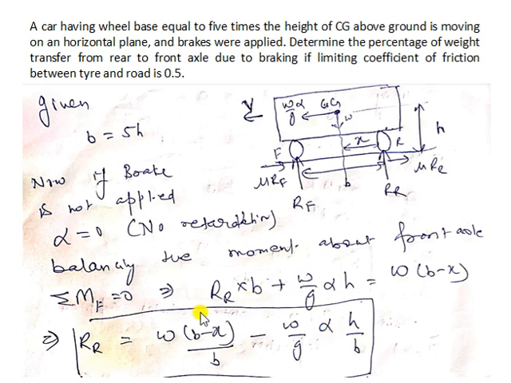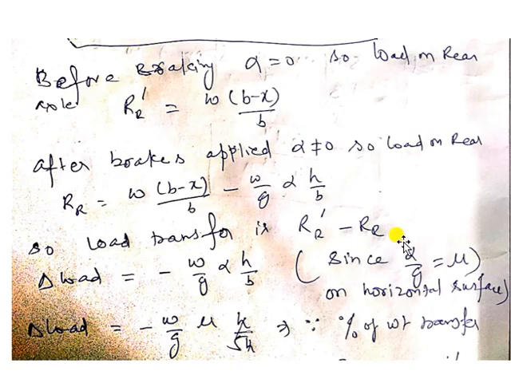See, all the terms are taken there, and this RR, the reaction force on the rear axle, or the load supported on the rear axle, is given by this expression. Now if this alpha is 0, when no brakes are applied or when the vehicle is not accelerated, so both are true in this case, the load on the rear axle will be W (B minus X) by B. But if the brakes are applied and alpha is not 0, the load on the rear axle will be this expression. So how much is the load transfer?